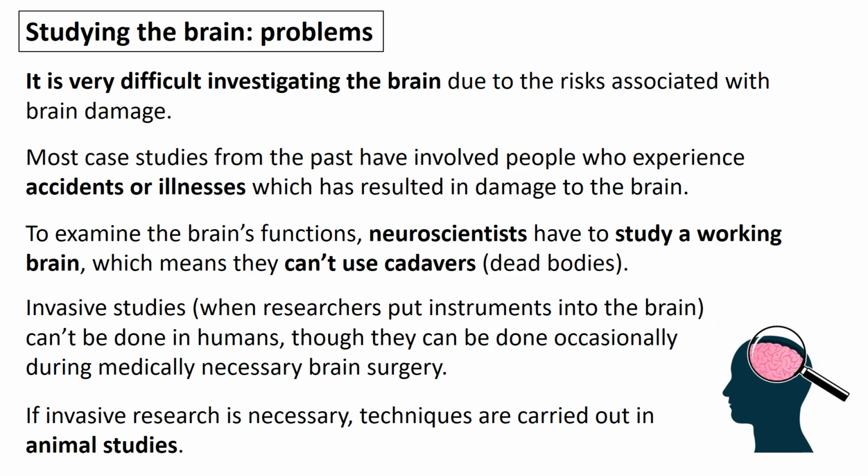So most of the case studies from the past involve people who've been in accidents or illnesses that's damaged the brain. So things like strokes can be actually quite useful to study to see how we can help people if they have a stroke in the future. And it helps us to understand how the brain functions a little bit more too. So to examine the brain's functions, you have to really try to study a working brain. That means you can't just do a dissection maybe on a dead body or a cadaver.